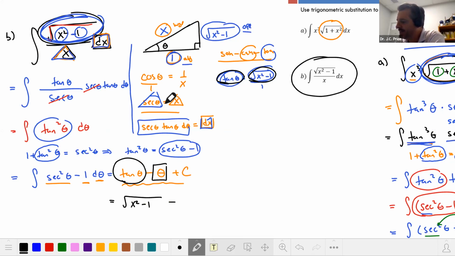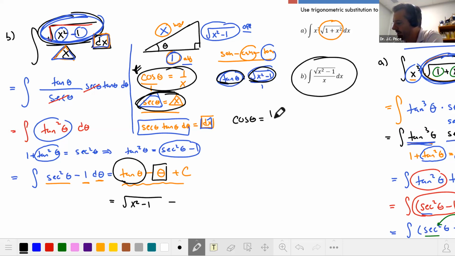Well, up here, you have secant theta is equal to your x. But you also have this too. You need to use either one. It doesn't really matter. So I have cosine of theta is equal to 1 over x. So you choose which one you want to use. I guess I'll use this one here because we're more familiar with cosines of theta. So I'm going to rewrite that right here so you can see what I'm going to do.